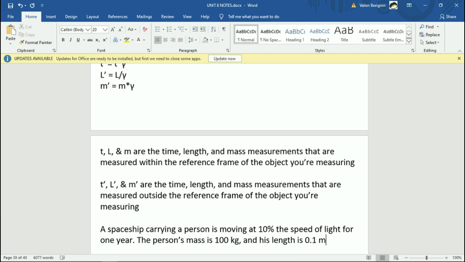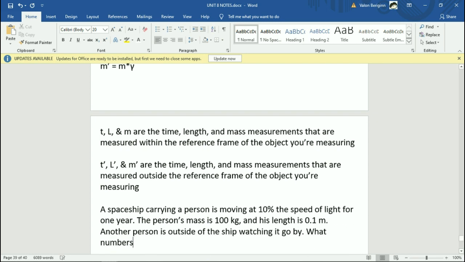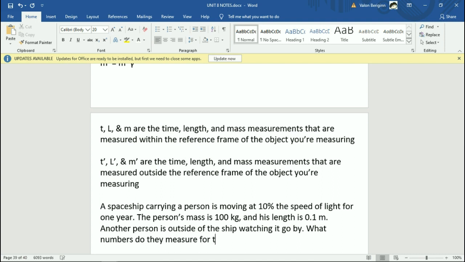So the person in the ship, that's what they're measuring. He's standing on a scale, it reads 100 kilograms, his length, front to back, is 1/10 of a meter, and he's on the ship for a year. Another person is outside of the ship watching it go by. What numbers do they measure for the person's mass, length, and time?